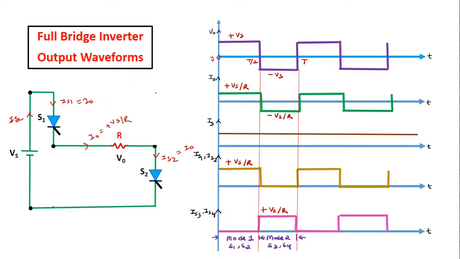And in this mode number 1 operation, S3 switch and S4 switch both are in the off condition. Therefore, current through them will be equal to 0. In the full bridge inverter with resistive load, we are not using the diode's current because the diode will not work in the case of resistive load, for both half bridge inverter and full bridge inverter.